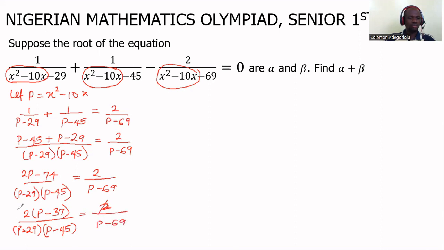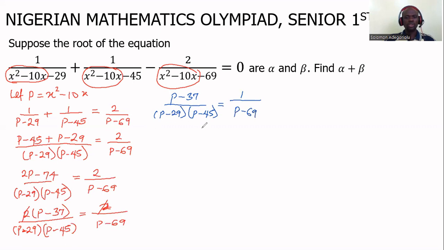Now these two can actually eliminate these two. Do we agree with that? So if that 2 eliminates that, what is the next thing for us to do? Let's take a look at it now. From the next line of action, we are going to have P minus 37 over P minus 29, multiplied by P minus 45, is equal to 1 over P minus 69.